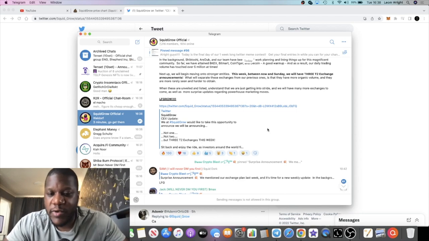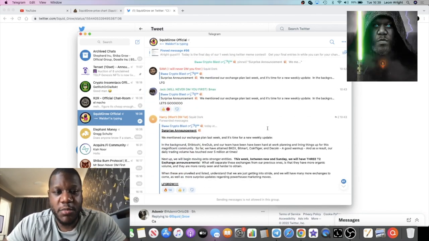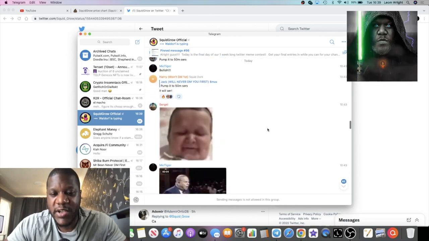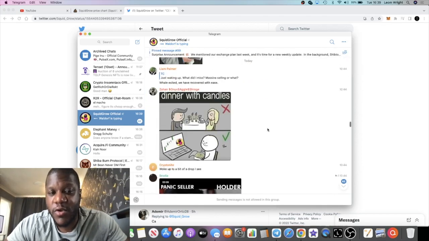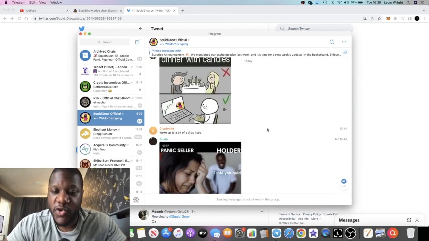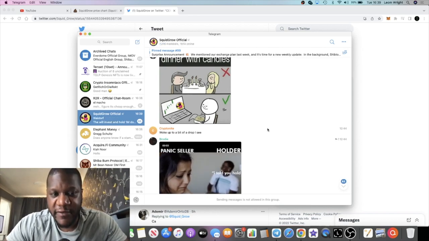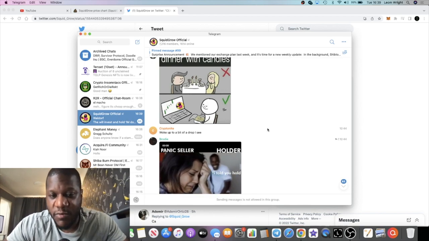So we know we're already on approximately 7 exchanges with Squidgrow, and I believe that this is going to bring us up to 10 exchanges. That is pretty bullish, or will be pretty bullish in my opinion, for the price of Squidgrow. It just means more trading volume, more eyes on Squidgrow, more investor confidence, more places to buy it, sell it, do whatever you want with it, okay, guys?